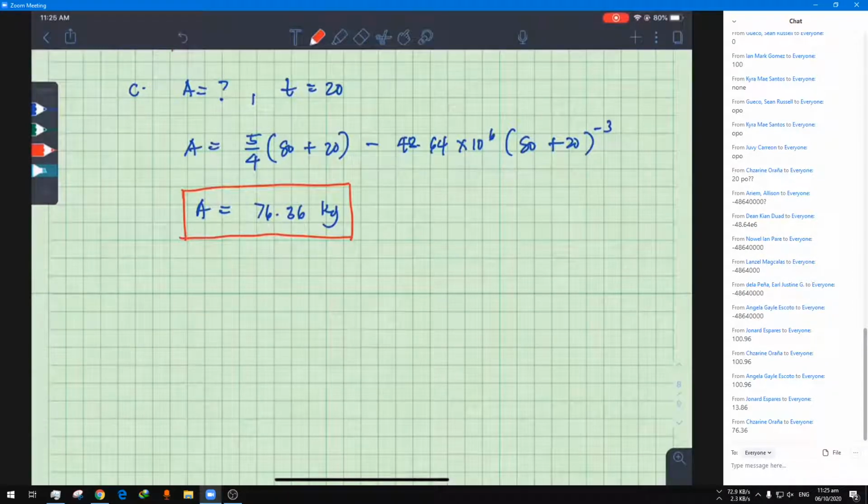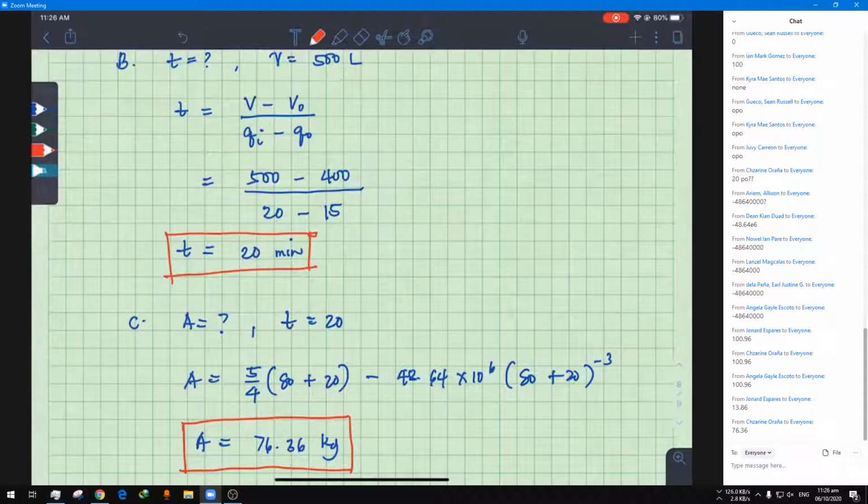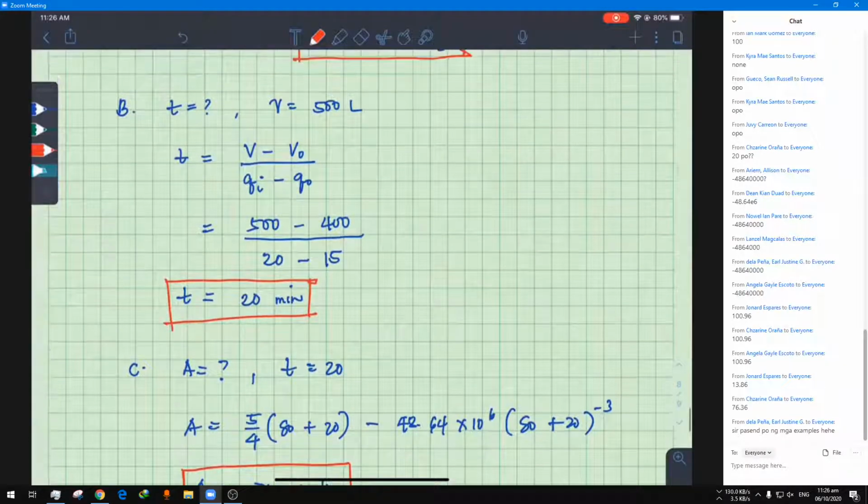Okay? So those are examples of mixture problem. Do you have questions? Clarifications. So we're done with mixture. If you want additional examples, we have three more on our module. So merong tatlo. Sir, pasend po ng mga examples. Send ko na.